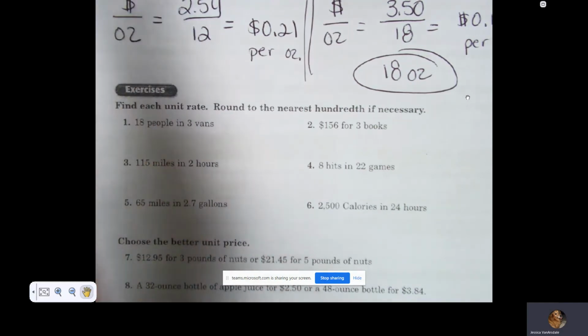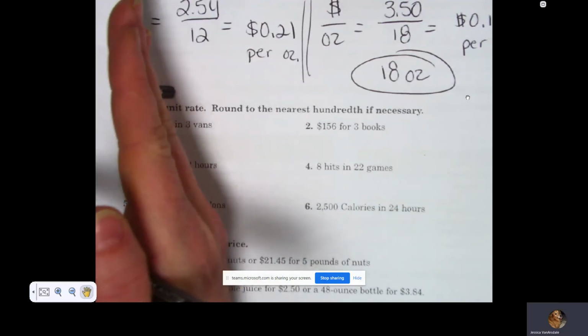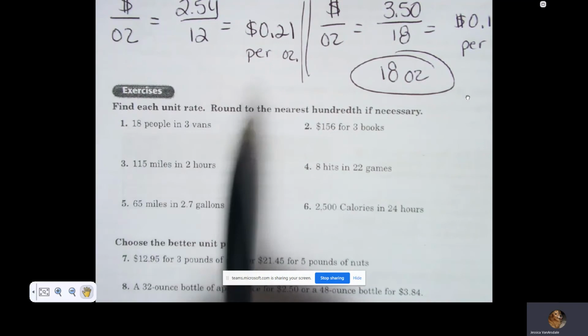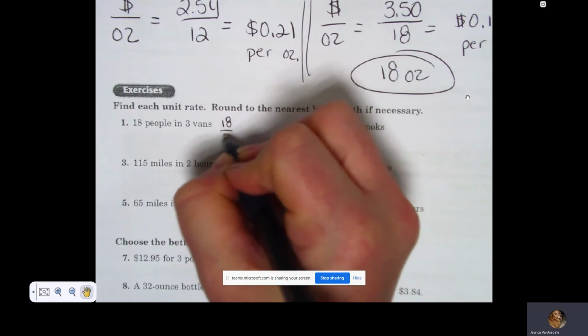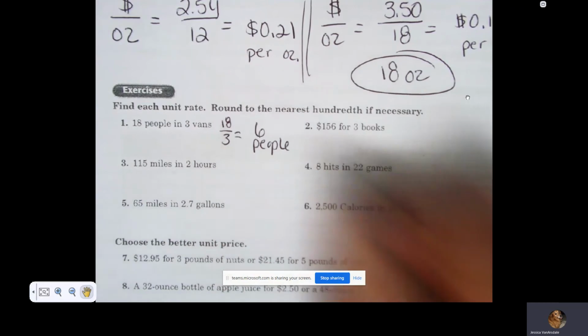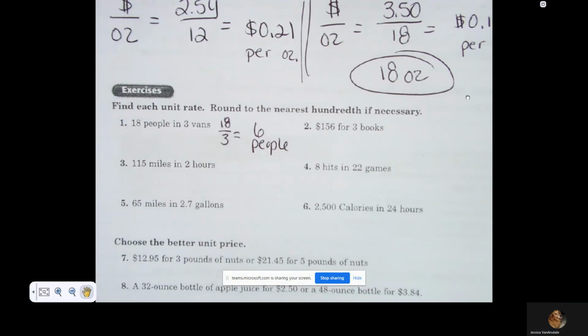Remember, the first number goes on the top always. So this should be fast. Like this number is going to go on the top: 18 people in 3 vans. If we do 18 people in 3 vans, how many people in each van? 6 people. I mean, it's super easy. And you have a calculator that's great at division.